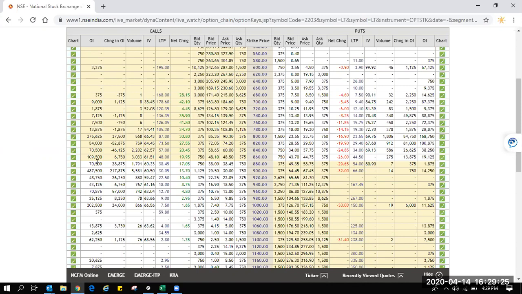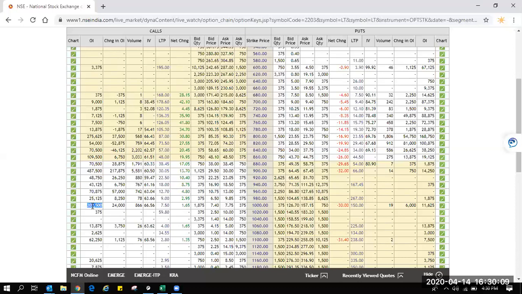Now the next level of resistance is coming at 800. Sorry guys, the second is 800, but these 800 levels are already crossed, sustained and closed. So you can see the shift in the change in OI for 800 levels soon. Now the third is 1000.